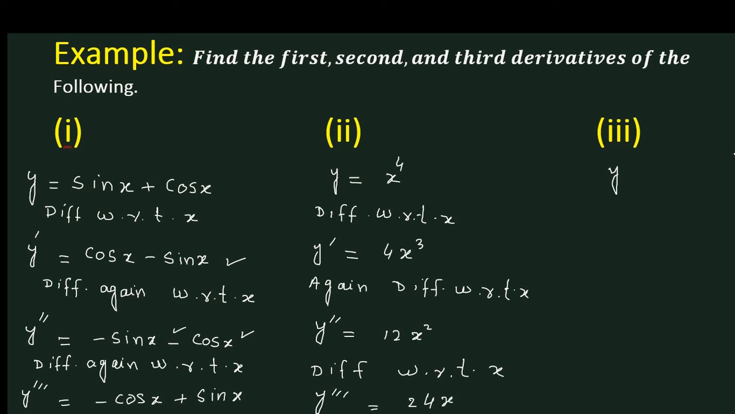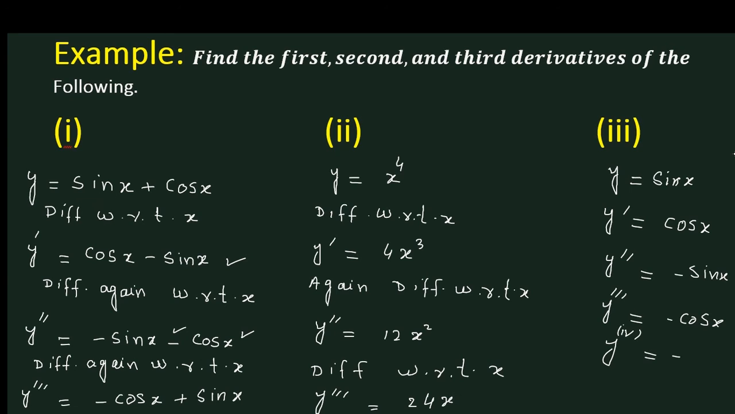If I take another example, I am writing here y equals sin x only, and here we will find the fourth derivative. The first derivative will be y prime equals cos x, and the second derivative y double prime, the derivative of cos x, will be equal to minus sin x. The third derivative, y triple prime, will be equal to minus cos x. And for the fourth derivative, it will be equal to minus the derivative of cos x, which is minus sin x, so minus minus will be plus, so this will be sin x.